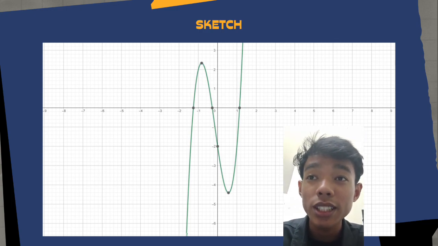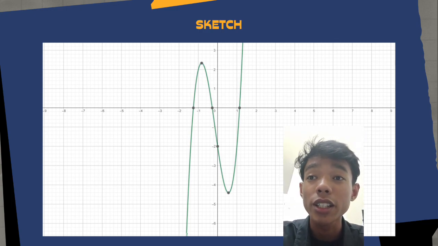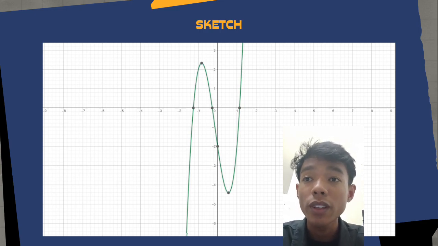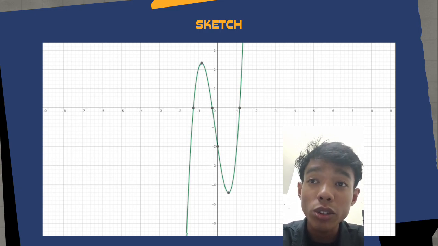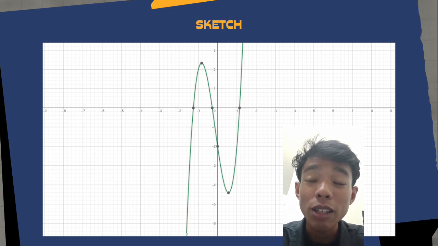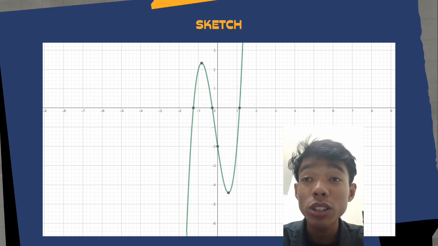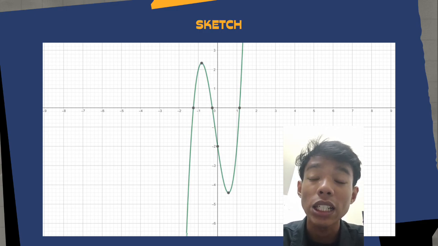The next one is the intersection with the y-axis, which is x = 0. y = 5(0)³ + 2(0)² - 7(0) - 2, and the answer is -2, which is the point (0, -2).